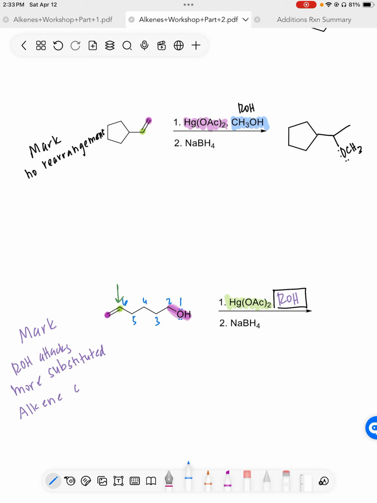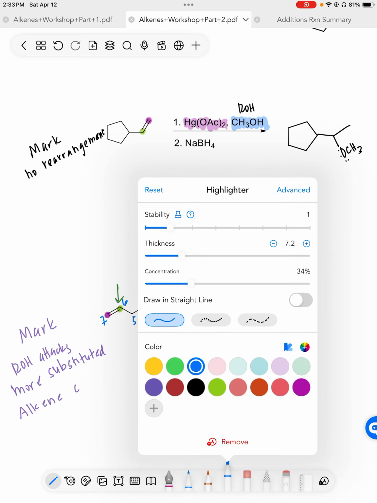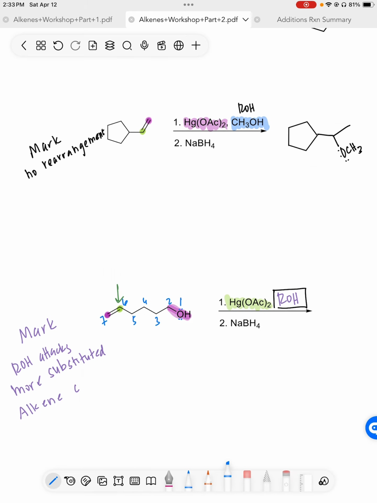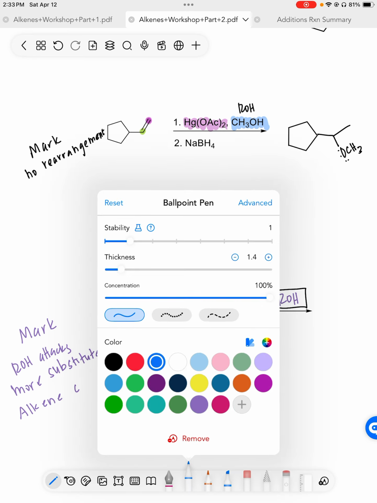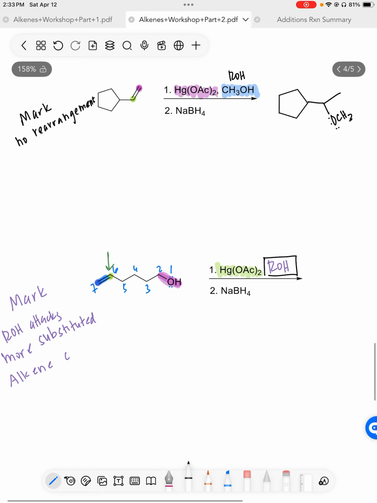6. We do have a 7, but it's going to be outside of the ring, and that's something important for you to recognize too, and you'll see what I mean when we draw it. But this right here is going to be outside of the ring. So I'm going to redraw our molecule. Make sure I did that right. 1, 2, 3, 4, 5, 6. Okay. Here's our alkene.